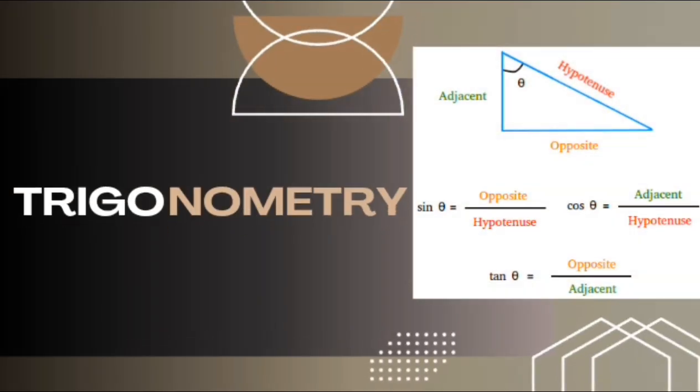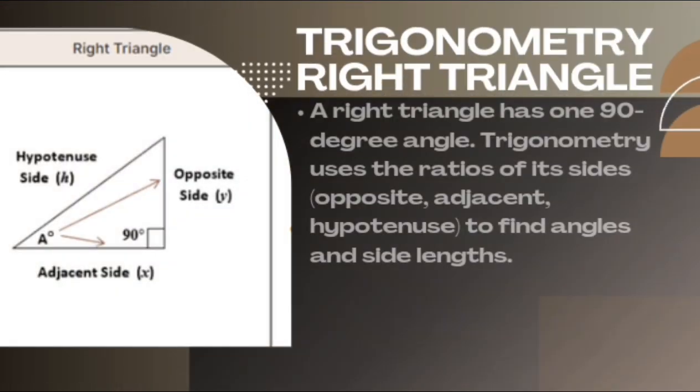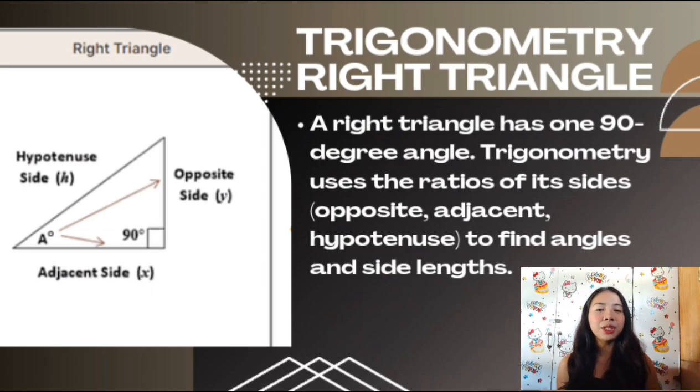Now, we are done with analytic geometry. Let's tackle our next topic, trigonometry. Trigonometry is all about triangles. So, let's start with the trigonometry of the right triangle. A right triangle has one 90-degree angle. Trigonometry uses the ratios of its sides, the opposite, adjacent, and hypotenuse, to find angles and side lengths.